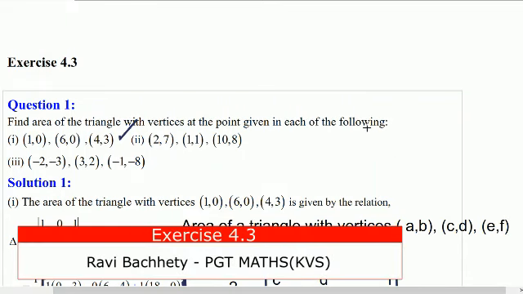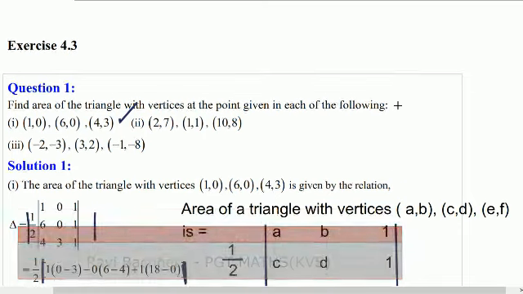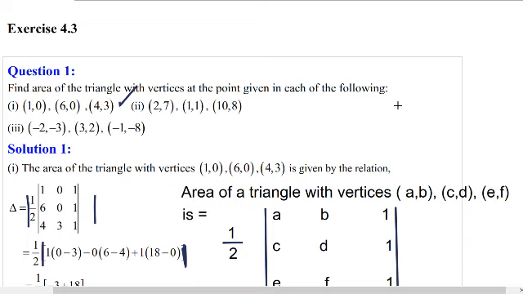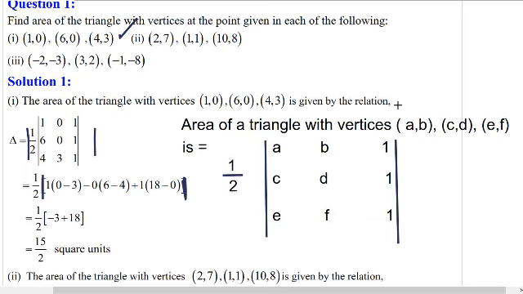So now we are doing exercise 4.3. This exercise mainly deals with the uses of determinant, a few of the uses of determinant. Already we have learned how to calculate the determinant of various matrices, 2 by 2 and 3 by 3, and the properties we have learned, questions based on properties we have done. Now a few uses. So let us begin.